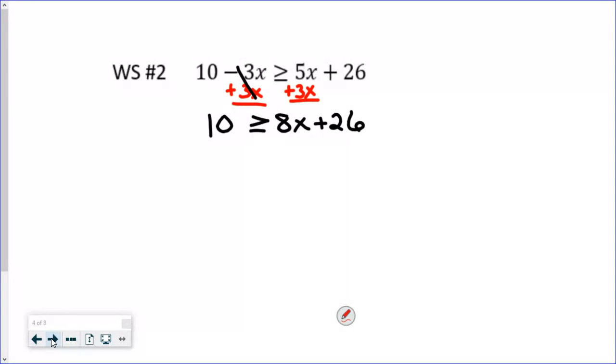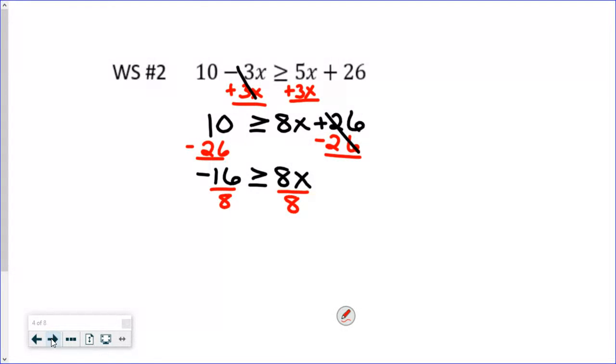Okay, then you're going to minus 26 from both sides. Again, make sure you have your calculator if you need it. So this becomes negative 16 is greater than or equal to 8x. Okay, now we're going to divide by 8. And think, do I need to flip the sign? No, the number I'm dividing by is a positive 8.